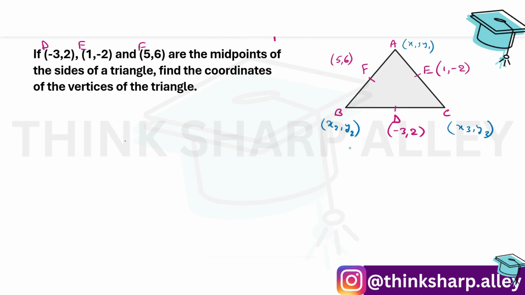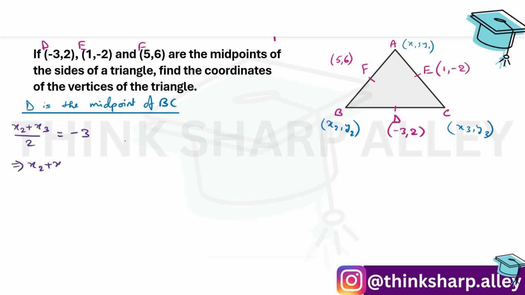Now we will proceed one by one and you will see how the same steps will repeat. D is the midpoint of BC. So we have x2 plus x3 by 2 is equal to minus 3, which gives me x2 plus x3 equals minus 6. This is our first equation. Similarly, we can do it for y.